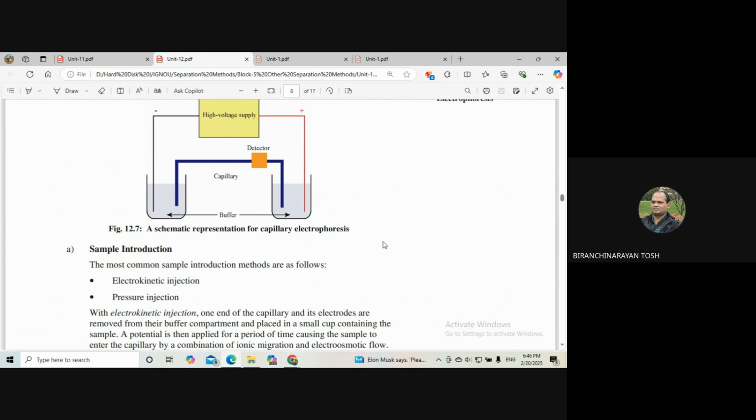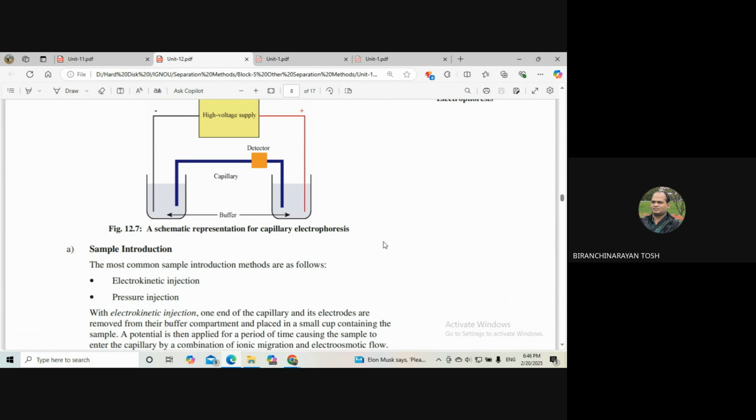Then with pressure injection, the sample introduction end of the capillary is also placed momentarily into a small cup containing the sample, and a pressure difference is then used. In the previous case, you are using the voltage difference, potential difference. Here you are using the pressure difference. So pressure difference is used to drive the sample solution into the capillary. The pressure difference can come from applying a vacuum at the detector end, by pressurizing the sample, or by elevating the sample pressure in the sample end.